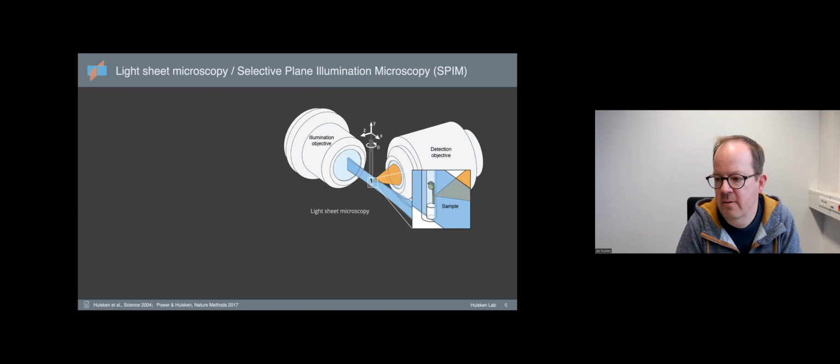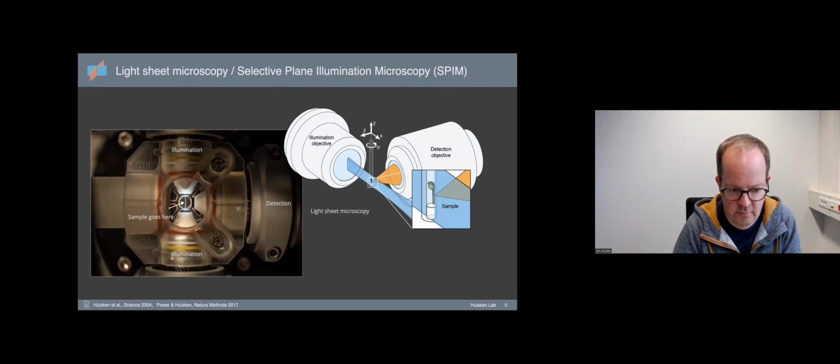two distinct optical paths. One is used for illumination, and then perpendicular to that typically is a detection path. The illumination path projects a laser light sheet into the specimen, a thin volume in this fluorescently labeled sample, and then the detection lens captures the fluorescence and images this plane onto a fast and sensitive camera.